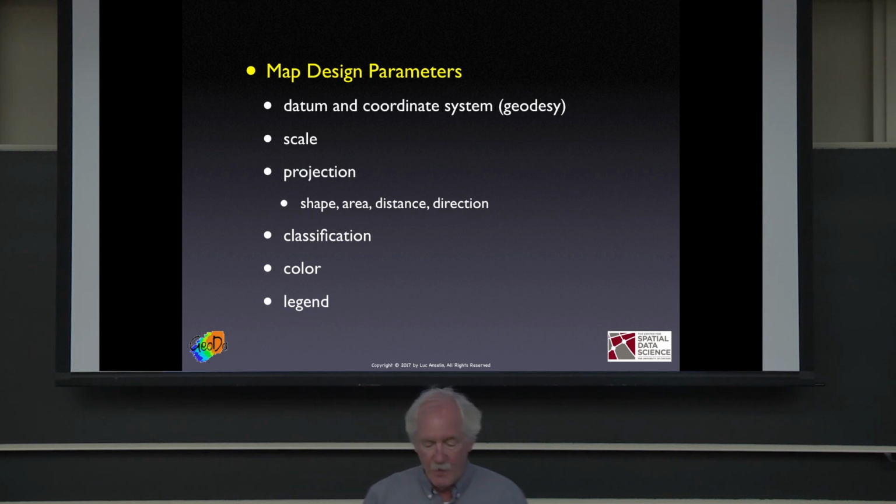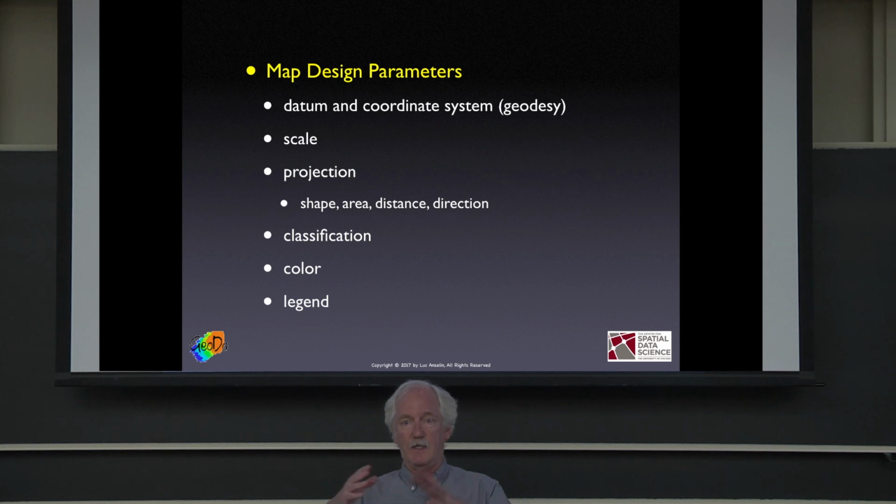So if you have the distances right, you may not have the areas right, or you may not have the shapes right. So this is a trade-off you make, and we don't have time to get into this, but I mentioned the other day there are thousands of projections, and there's a website which we'll use in one of the labs to guess a projection.